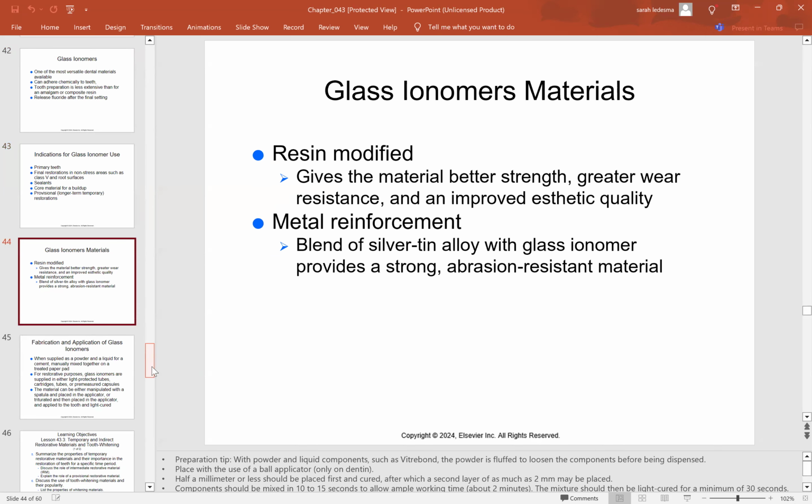Resin-modified glass ionomer gives the material better strength, greater wear resistance, and improved aesthetic quality. Metal reinforcement has a blend of silver tin alloy with glass ionomer, and this is going to provide a strong, abrasion-resistant material that may be a little more long-lasting.